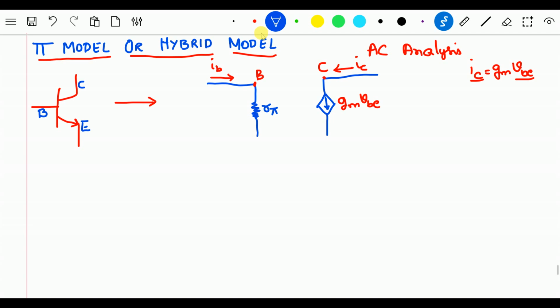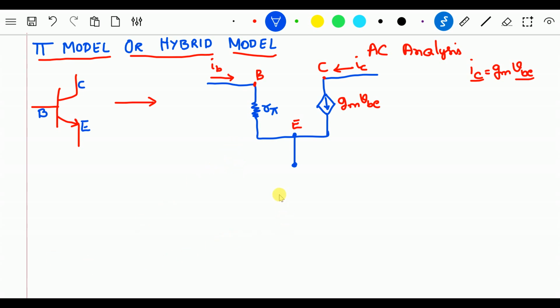Now both of these are connected to the emitter. So this is your emitter. If the emitter is directly connected to ground, you will connect this terminal to ground, or if it is connected to some resistor, you are going to write the current through the resistor. Anyway, I'll keep it this way. So this is the emitter. Now this is the pi model for a given transistor, or you can also say this is the pi model or hybrid model for a BJT transistor. That is very important.